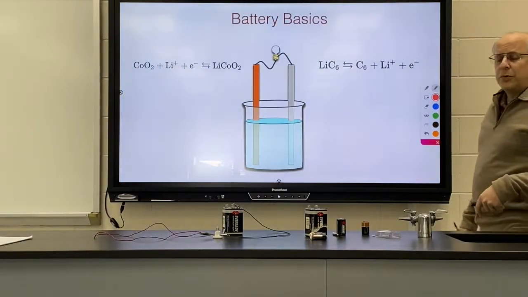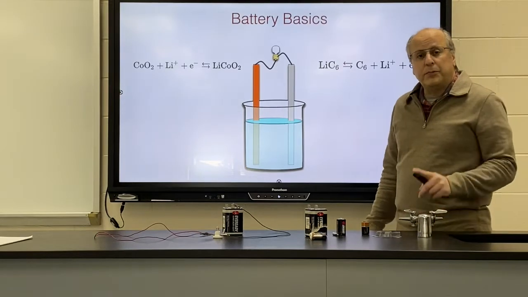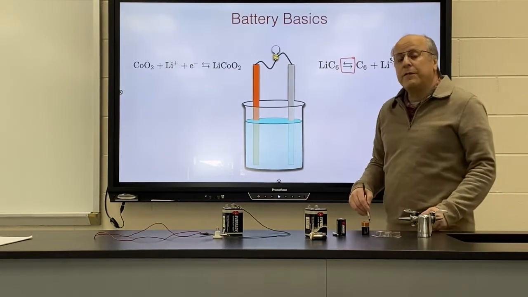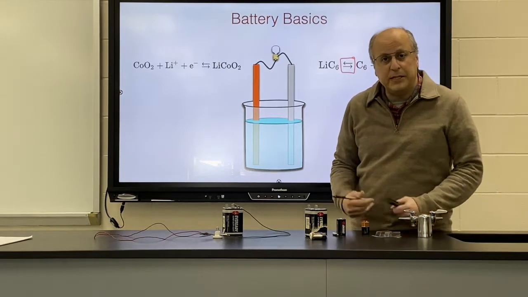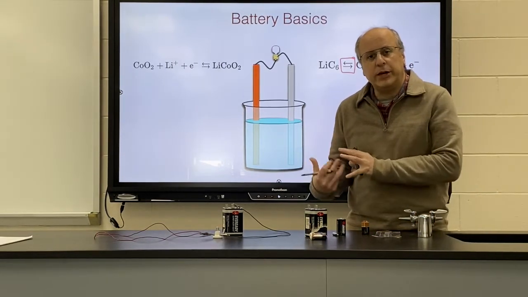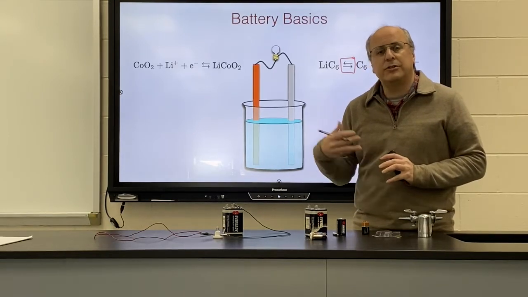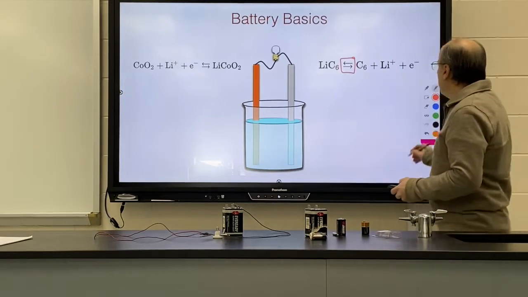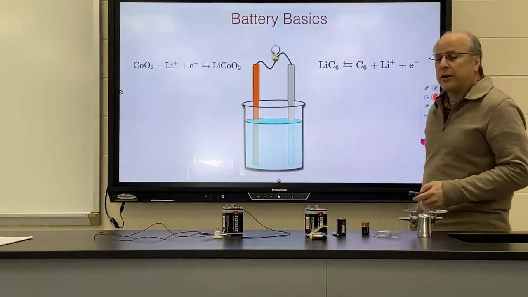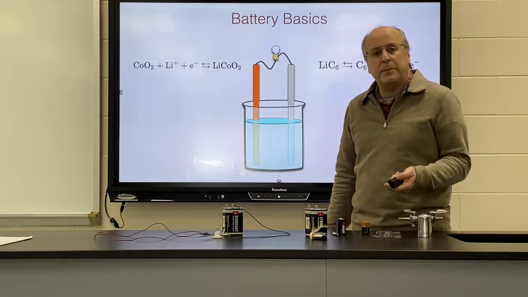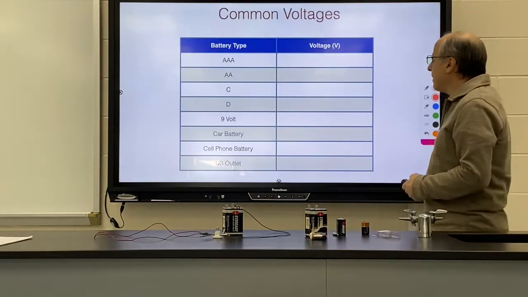Different reactions will cause different amounts of voltage, but some reactions are reversible. And a reversible chemical reaction means we can undo the reaction, which means we can recharge the battery and use it a second or third or fourth time. Okay, so we have some batteries that are rechargeable because they have reversible reactions, and some batteries that are not.